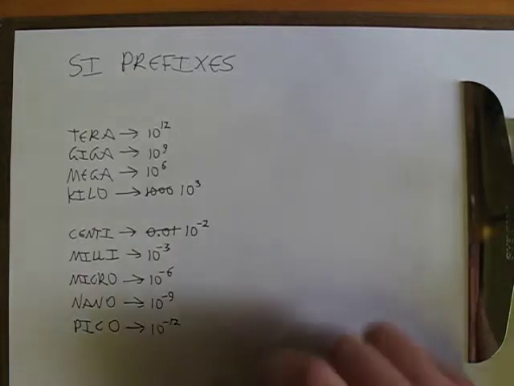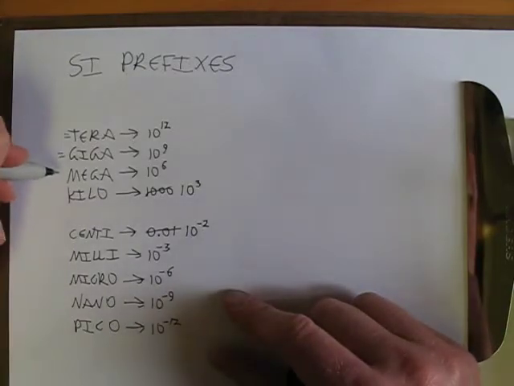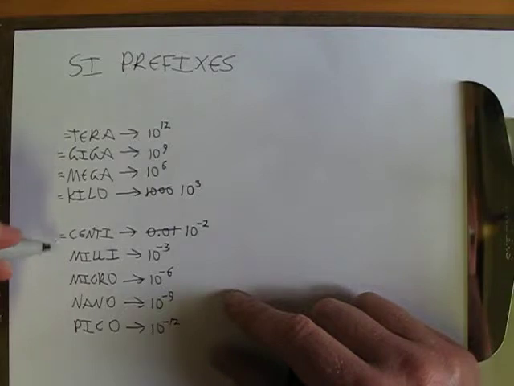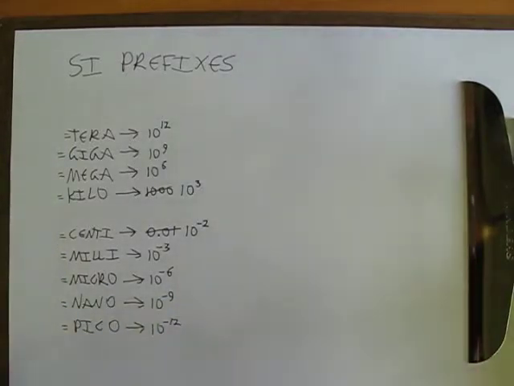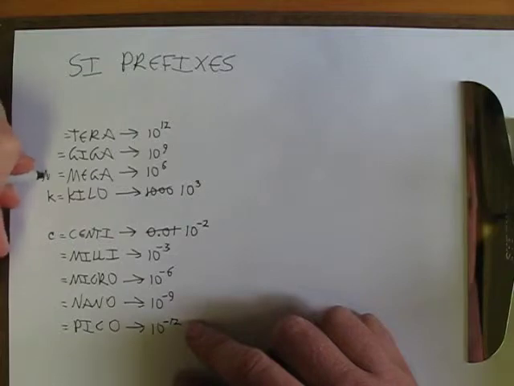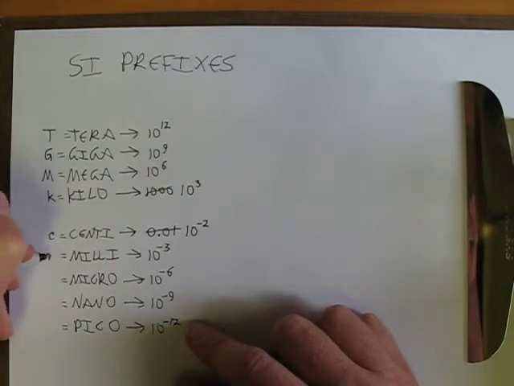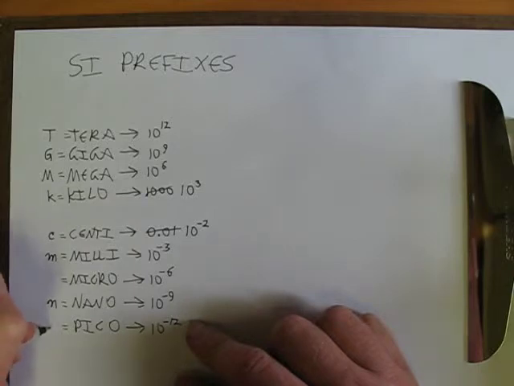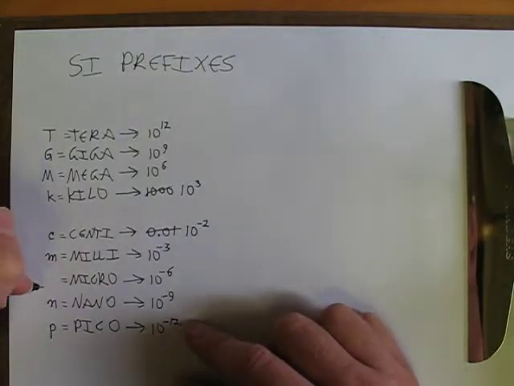Now, these things have little symbols that go along with them, because we're not going to be writing out the words all the time. Centi is a little c. Kilo is a little k. Mega is a big M. Giga is a big G. Tera is a big T. Milli is a little m. Nano is a little n. Pico is a little p. And then micro is a Greek letter.